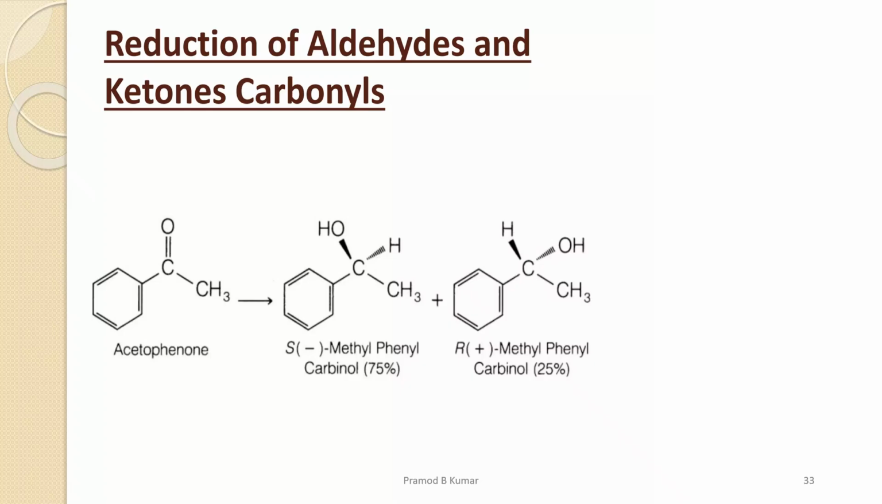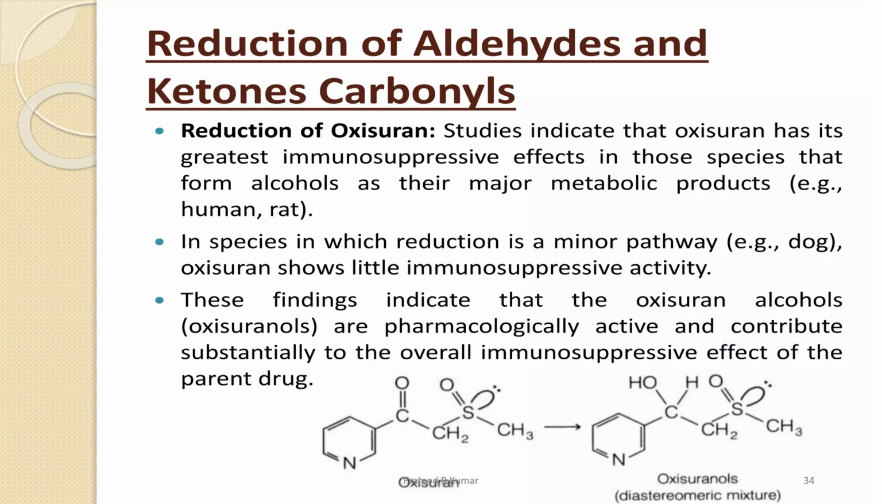Another example is acetophenone, which gets oxidized to its S-methyl form and another form. So the next example, oxisuran. So it is a carbonyl derivative. This gets reduced to its OH form, that is oxisuranol, and this pharmacologically active metabolite contributes substantially to the immunosuppressive effect of the parent. So this is the example of activation.